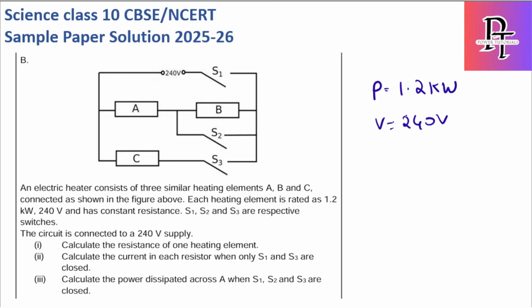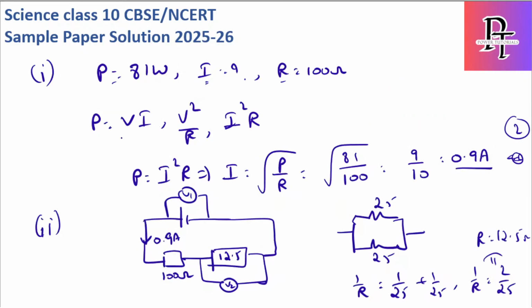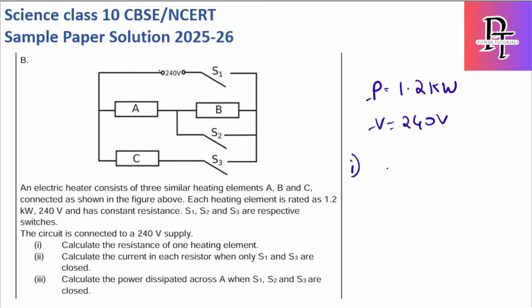The circuit is connected to a supply, and the supply they have provided is 240 volts. Calculate the resistance of a heating element. To calculate the resistance, we have power and voltage, and we need to find resistance. For power, we have three formulas, which are VI, V square by R and I square R. Now we have voltage and power, and we need to find resistance. For this reason, I am using the second formula, which is V square by R.